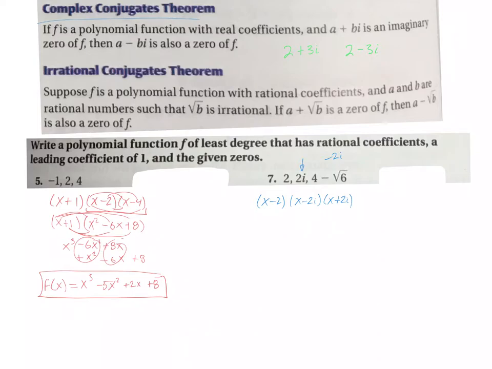And then the next one here, I'm actually going to do it this way. If 4 minus the square root of 6 is a zero, that means x minus (4 minus the square root of 6) is a factor. And then 4 plus the square root of 6 is also going to be a solution. So then x minus (4 plus square root of 6).